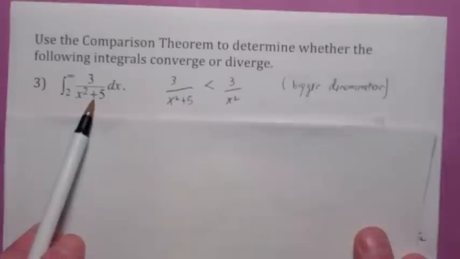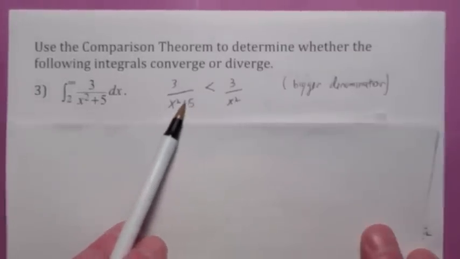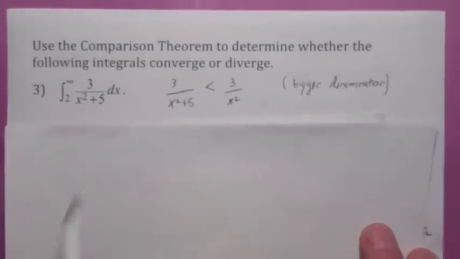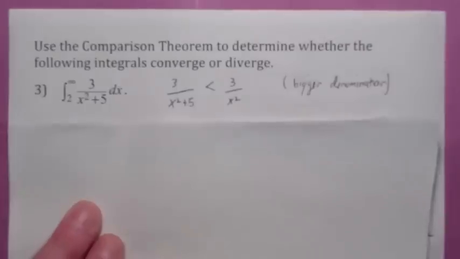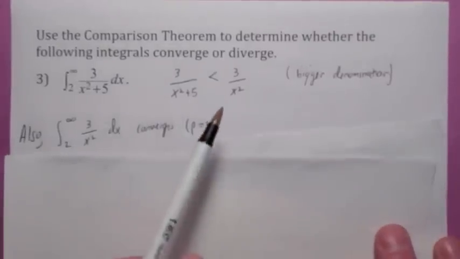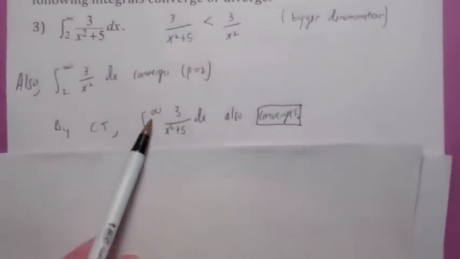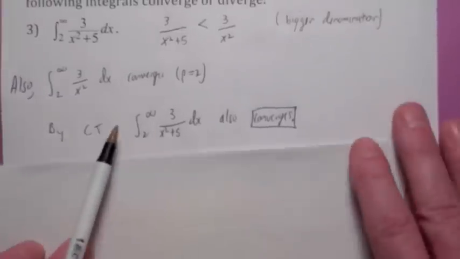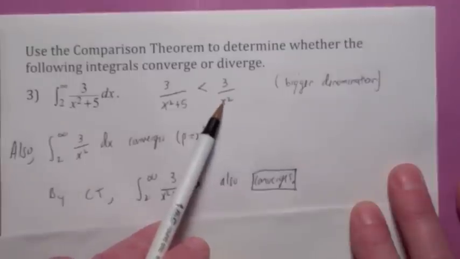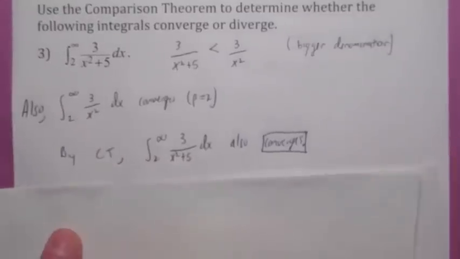Well, this one, all you have to do is realize that 3 over x squared plus 5 is actually less than 3 over x squared, because the denominator here is bigger, right? Since the denominator is bigger, this whole thing is less than this one. We're not done though. We did the hard part. You also have to state that the integral from 2 to infinity of 3 over x squared converges with p equal 2. Therefore, by the comparison theorem, so does the integral from 2 to infinity of 3 over x squared plus 5 dx. Whatever you do, don't say that 3 over x squared converges. That's not correct. It's the integral that converges, right? It's the integral from 2 to infinity of 3 over x squared dx that converges.